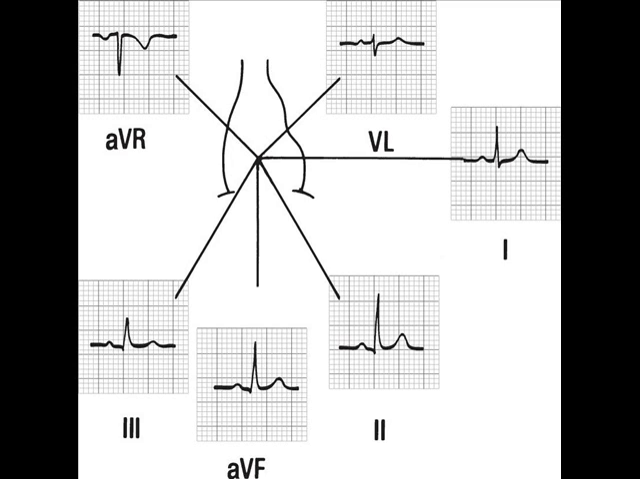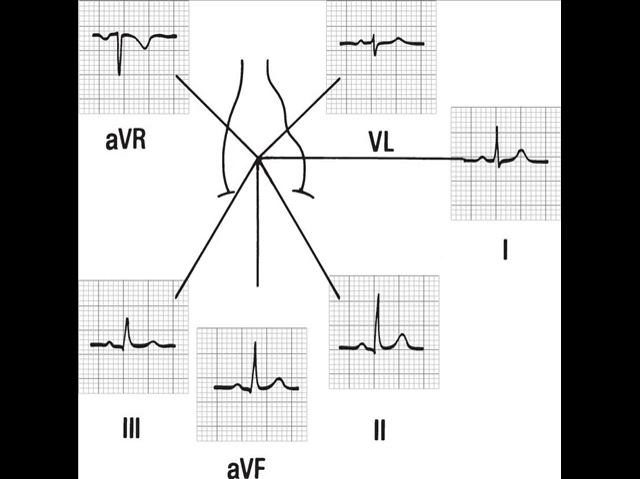Lead 2 is very upright as depolarization is heading towards it, while AVL, or VL here, has an R wave as tall as the S wave is deep, as depolarization passes at right angles, neither towards it nor away from it. Leads 1, AVF and 2 are still quite upright as they sense depolarization heading towards them.